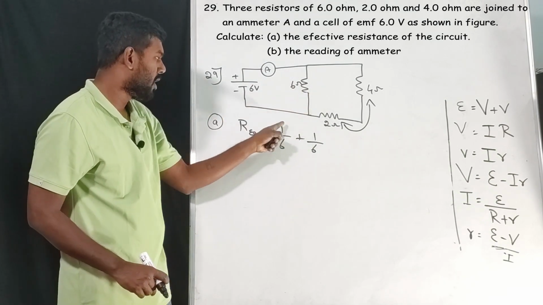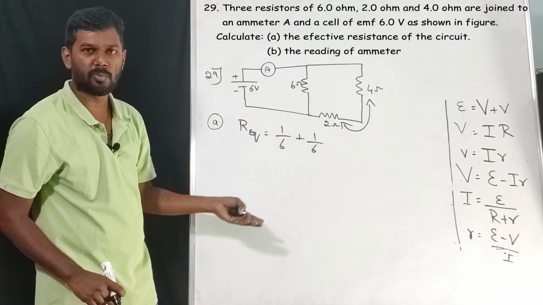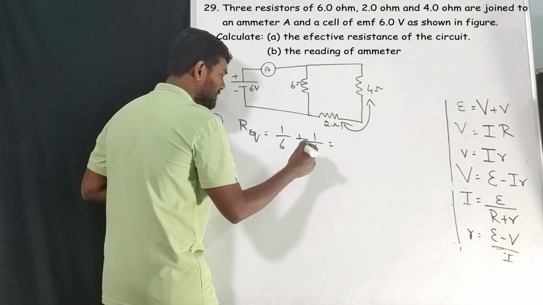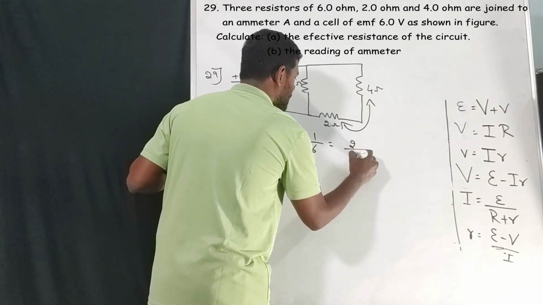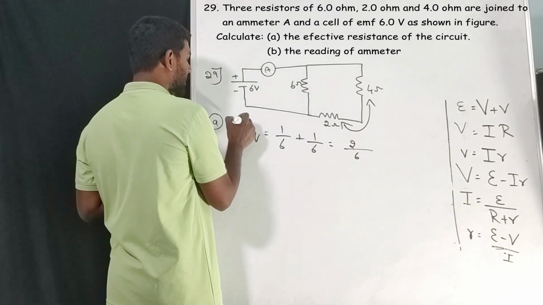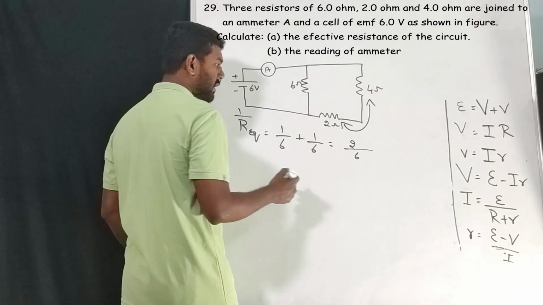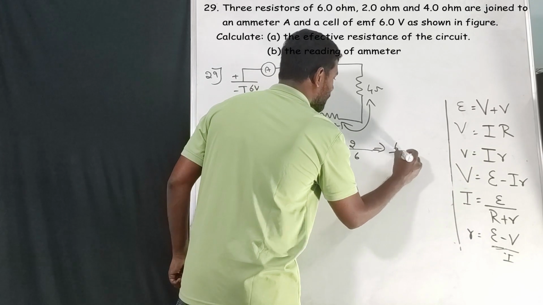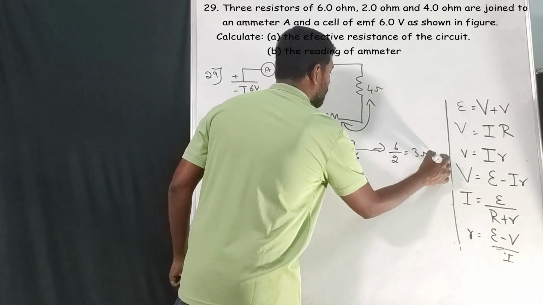Whenever these two are in parallel, we have to take the reciprocal of it, that is 1/6 plus 1/6. So the answer will be 2/6. We are finding the equivalent resistance, that is 1/R, so we have to take the reciprocal, that will be 6/2, which is 3 ohm.